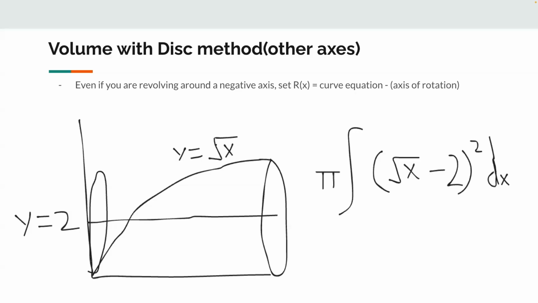And also note that even if it's a negative axis, it might get kind of confusing. Just still do curve equation minus the axis of rotation. So think about it here. If it was y equals -2, it would essentially be the curve equation minus -2. So it'll just be +2. And that makes sense, right? Because since it's revolving around the negative axis, the height gets 2 extra units.